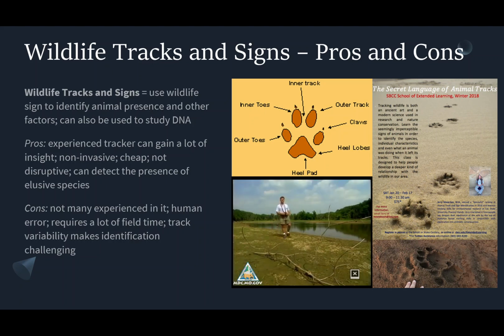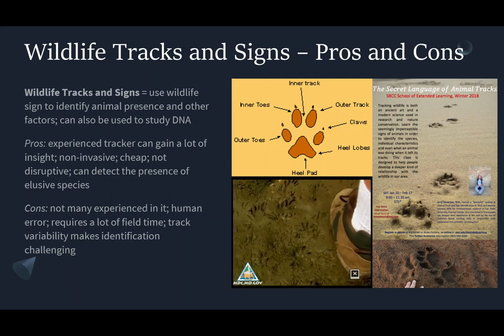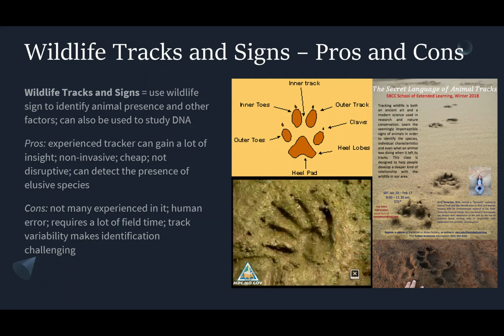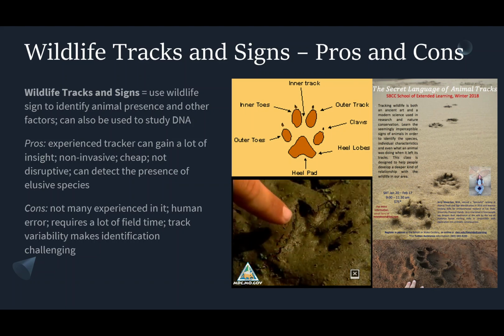Trackers or biologists go out into the field and look for these signs of animal presence and identify species and other factors. Wildlife signs that may contain DNA or other important information, for example scat, can be removed from the field and brought to a lab for further testing.